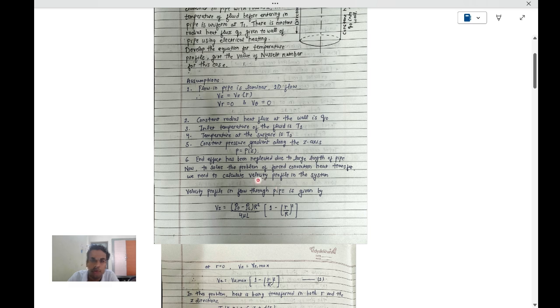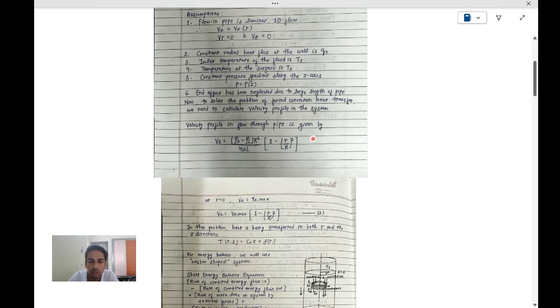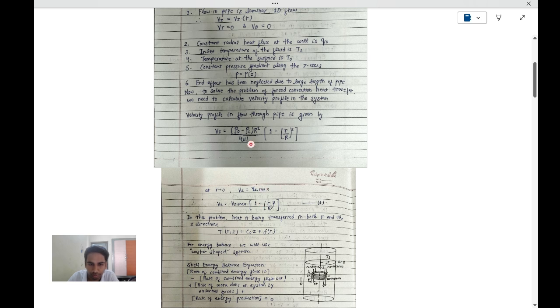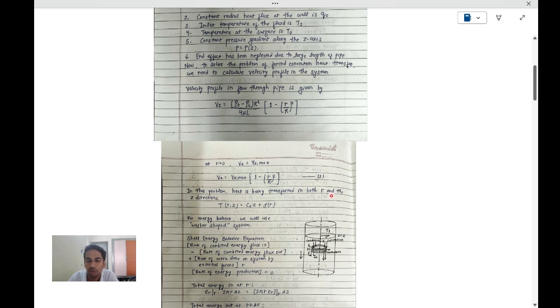Now, to solve this problem of forced convection heat transfer, we need to calculate the velocity profile in the system. But from the knowledge of momentum transfer in flow through a pipe, we already have the velocity profile, which is given by Vz equal to (P naught minus PL) R squared upon 4 mu L into 1 minus (small r upon capital R) squared. We know that at r equal to 0, Vz is maximum at the center of the circular tube, which is nothing but (P naught minus PL) R squared upon 4 mu L, that is Vz maximum. Substituting this in the equation and rearranging, we get Vz equal to Vz max into 1 minus (r upon capital R) squared, which is equation number 1.